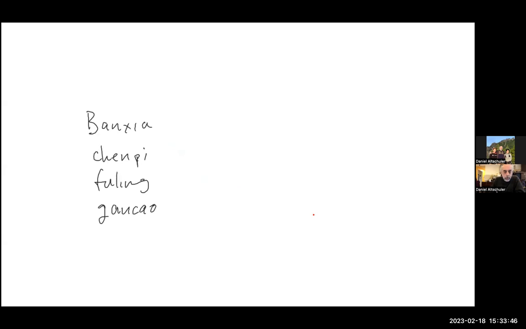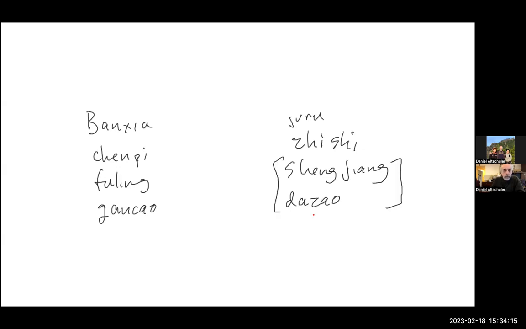And then on top of that, Zhuru, Zhishi, and then we can also include Shengjiang and Dazao. Oops, where'd my screen go? There we go. Shengjiang and Dazao. Put those somewhat aside.